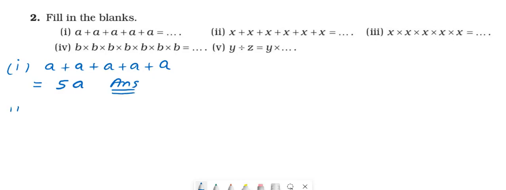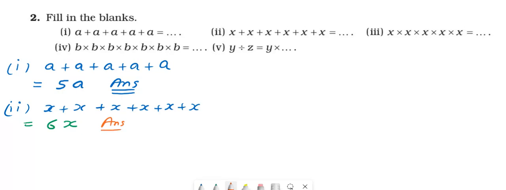Now the second part, x plus x plus x plus x plus x plus x. Now we can see that x is coming 6 times. So we can write 6x. Beta, this is the answer.